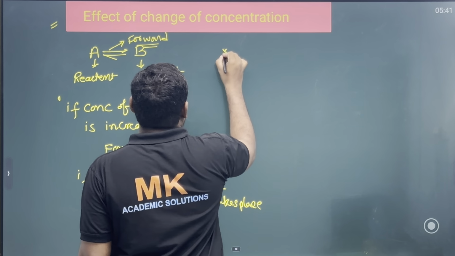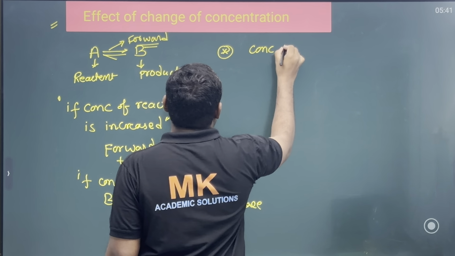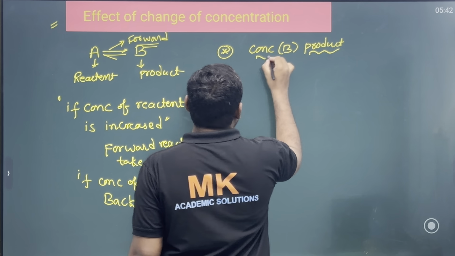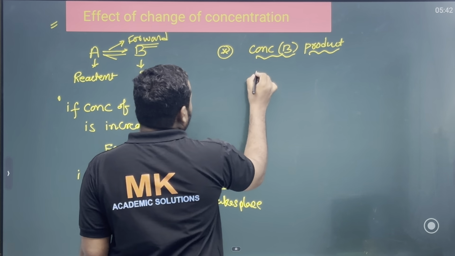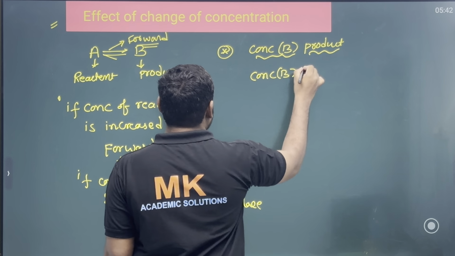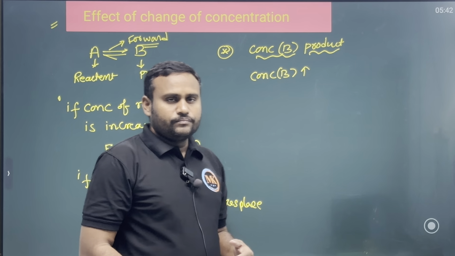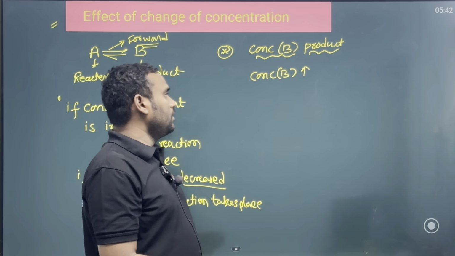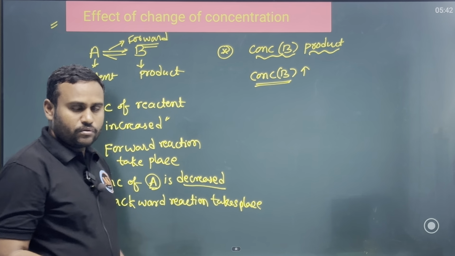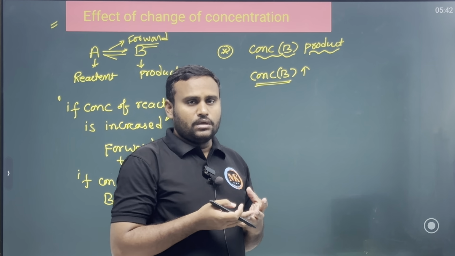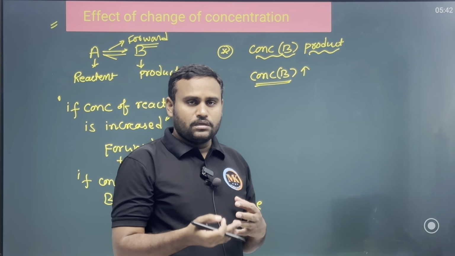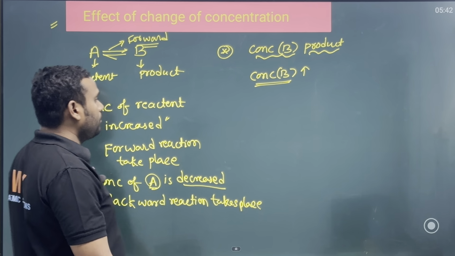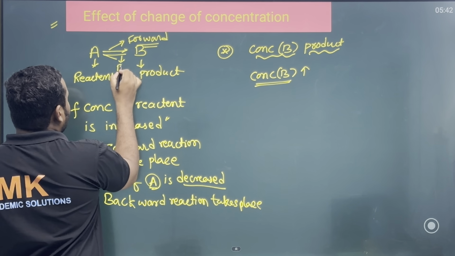Now come to the concentration of B. B is the product. So if the concentration of product B is increased, the system is already in equilibrium, so we add some amount of B. When you add some amount of B, the concentration of B increases. Compared to the equilibrium state, the concentration of B is more. So to attain equilibrium, B is going to be converted into A, which means it is the backward reaction.